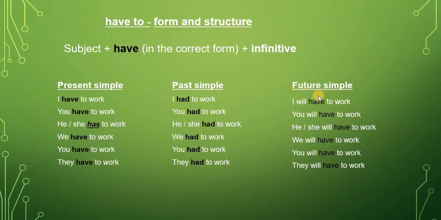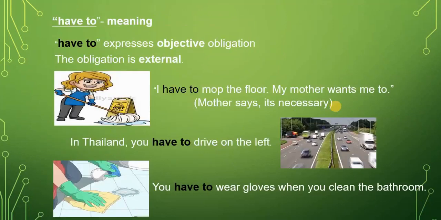For the future simple, the form is quite simple. We have the subject, then we put have in the correct form for the tense that you want to use, and then you use the infinitive. Infinitive to followed by the base form of the verb. Alright? Now, let's look at the meaning.